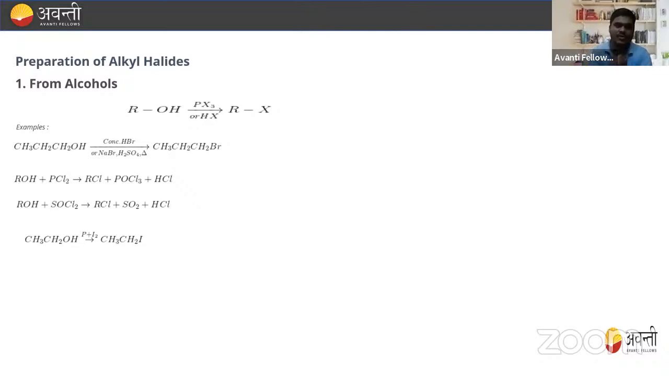So from alcohol, how will you prepare alkyl halide? When we treat alcohol with PH3 or HX, then we'll get RX. Similarly, when we treat alcohol with concentrated HBr, then also we'll get this. And when we treat ROH with PCl3 or PCl5, then also we'll get this. Similarly, when we have CH3CH2OH and treat it with PCl5, then also we'll get CH3CH2Cl, right?